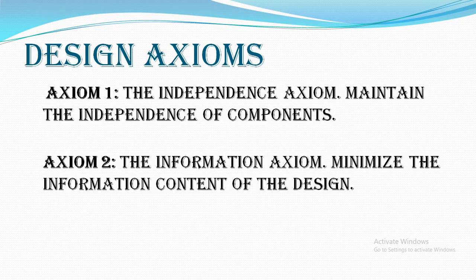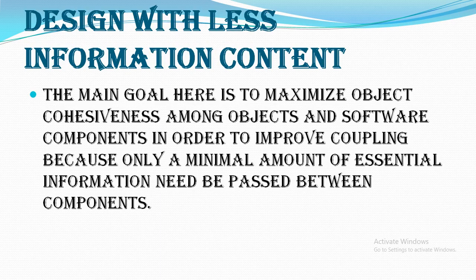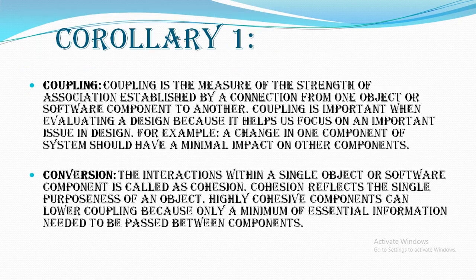Design axioms. Axiom 1, the independence axiom: maintain the independence of components. Axiom 2, the information axiom: minimize the information content of the design. Design with less information content. The main goal here is to maximize cohesiveness among objects and software components in order to improve coupling, because only a minimal amount of essential information need be passed between components.